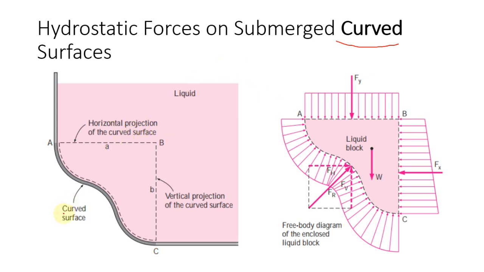Let's have a general case of a curved surface, and the curve is from A to C. As you can see here, the curve is from A to C. So this is what we're going to do. We're going to have a projection of that curved surface, a horizontal projection and a vertical projection, and as we do that we will have a liquid block or a fluid block.